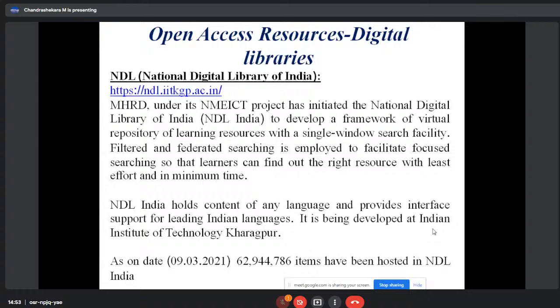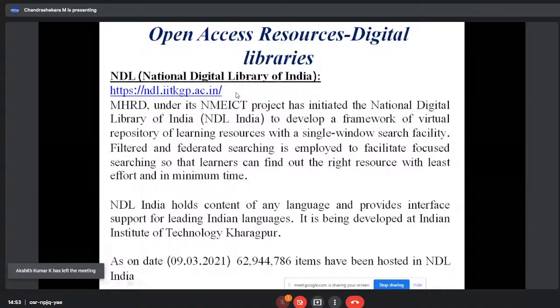As on date, around 66 crore 29 lakh 44,786 items have been posted in the National Digital Library. Okay, you can visit this. IIT Kharagpur, they did very good work.